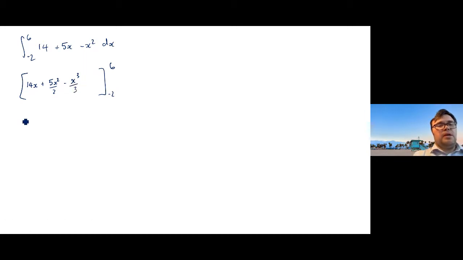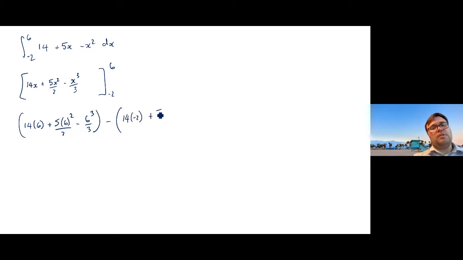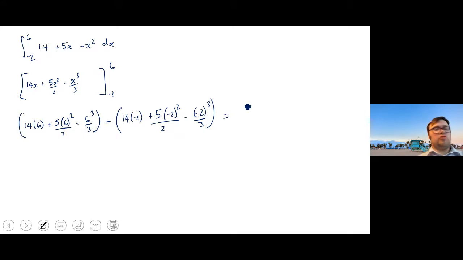To put the limits in, it would be 14 times 6 plus 5 times 6 squared over 2 minus 6 cubed over 3, minus 14 times minus 2 plus 5 times minus 2 squared over 2 minus minus 2 cubed over 3. And that is something you can just put straight into the calculator, and it is 352 over 3.